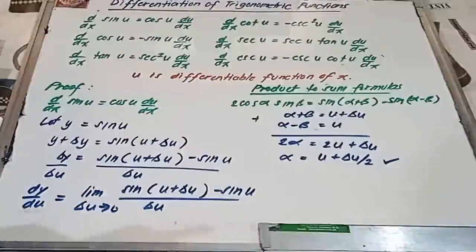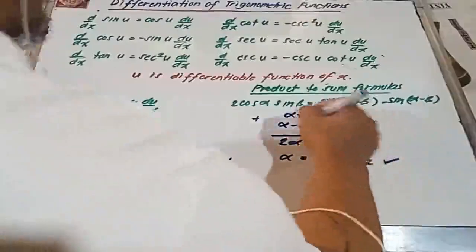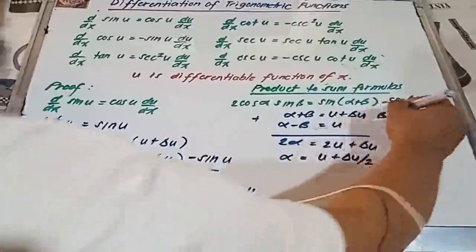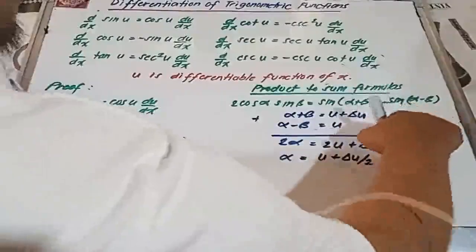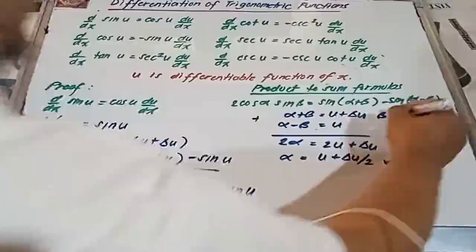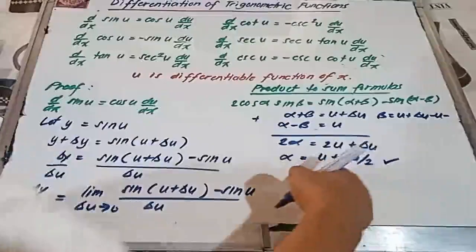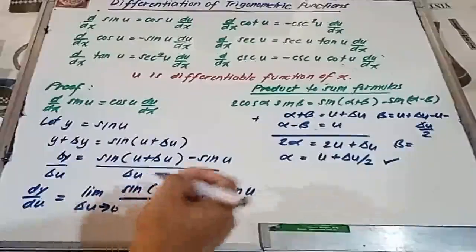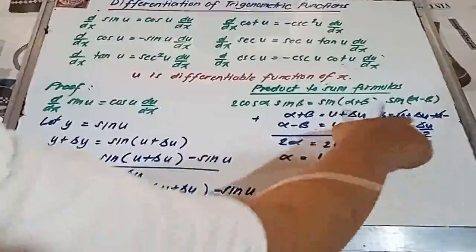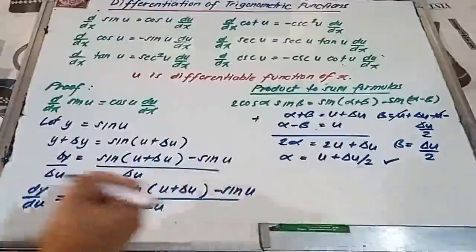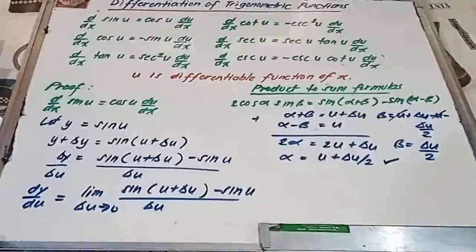Next, let's solve for beta. From here, we transpose alpha, so we have beta equal to u plus delta u minus u minus delta u over 2. So, therefore, beta is equal to, cancel our u, delta u minus delta u over 2, that is delta u over 2. Okay?